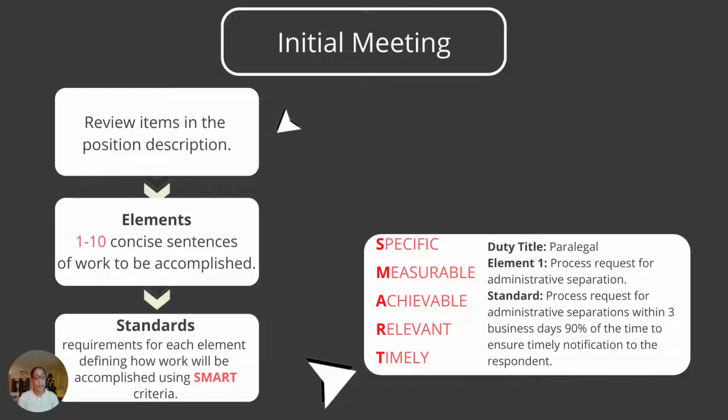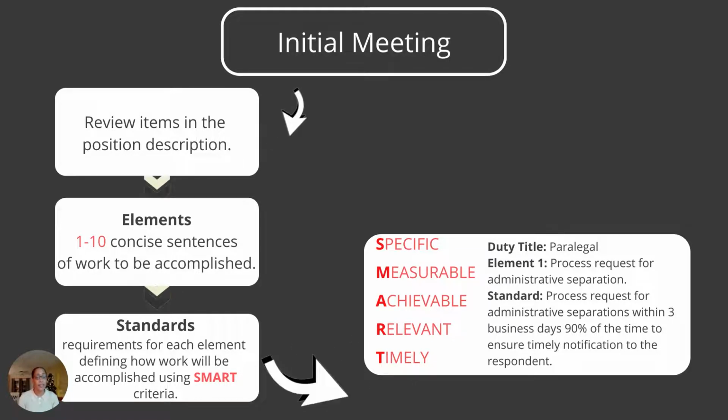So the process of DP Maps starts with that initial meeting within the first 30 days of employment and annually in every April. So the first thing you will do is review the items that are in the position description. This is very important when an employee is onboarded, and it's also important to review annually because we can get caught up in our day-to-day and forget the small aspects of our job that we let fall to the wayside.